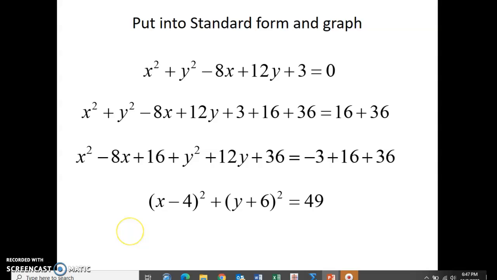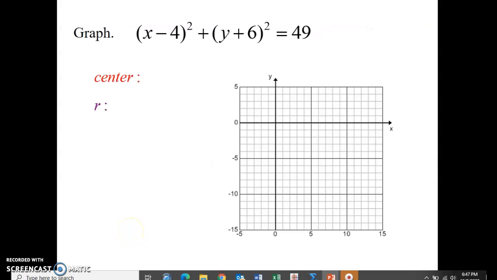And now we can take that and graph it. So that's our equation. The center, h comma k, is going to be positive 4 and negative 6. So we're going to plot that point. Our radius is going to be the square root of 49, which is 7. We go up, down, left, and right 7. And there we got it.